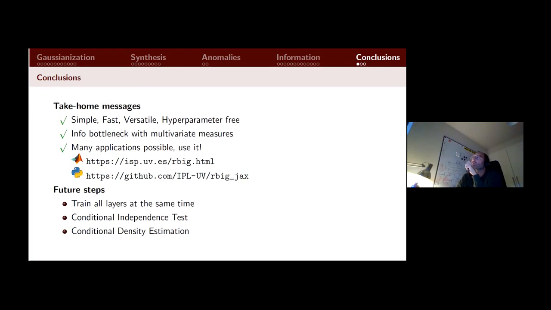And just a few words about our future steps. We are very interested in trying to learn the whole transformation in one shot, not iteratively. Also, we want to use it for conditional independence tests. We have the equations, but we didn't find the time. And also for conditional density estimation, which is also possible.